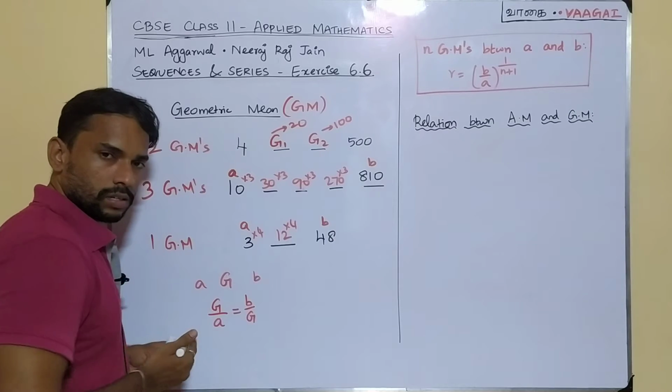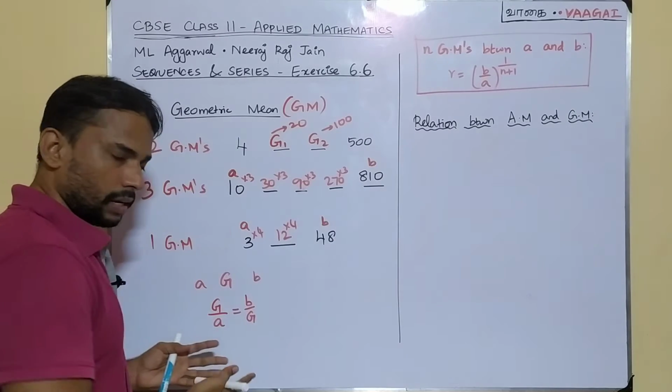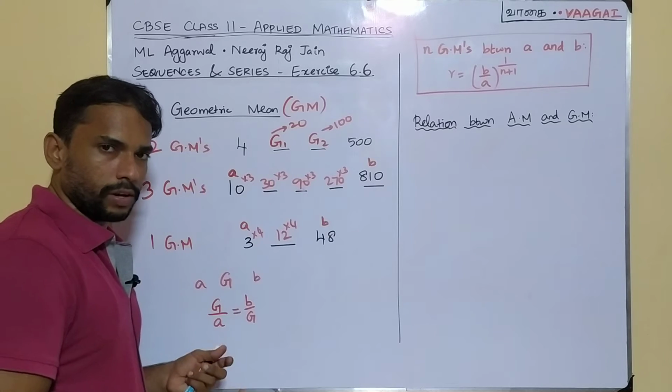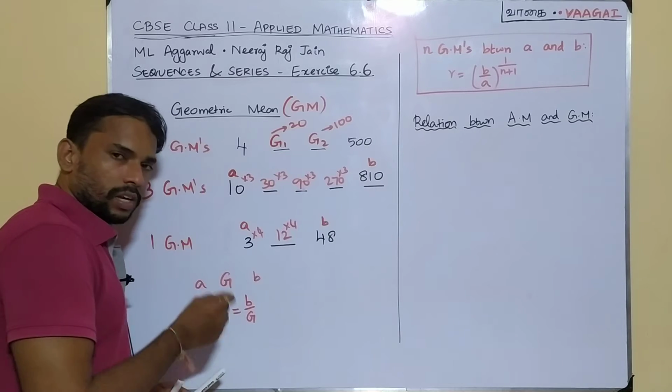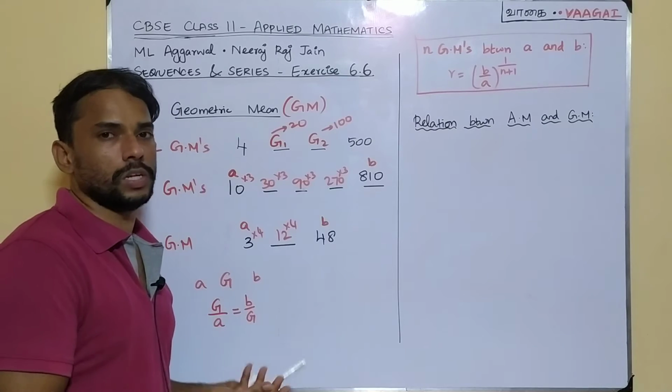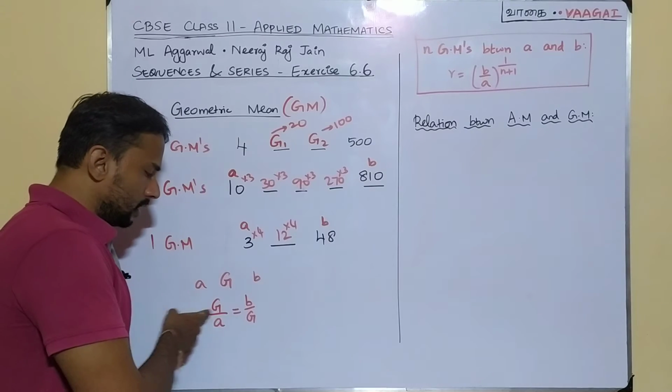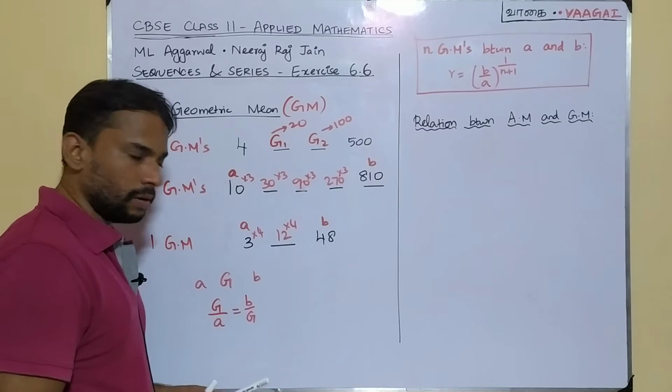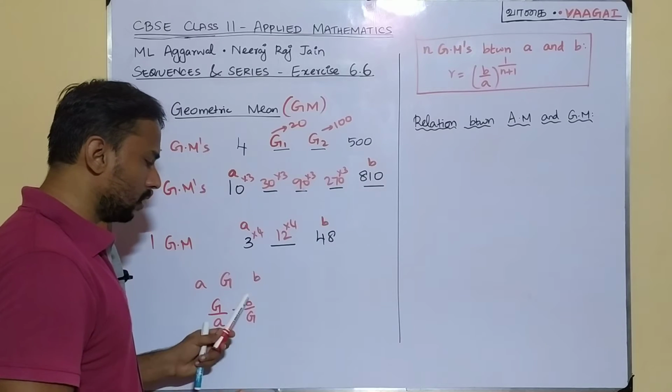You can accept this, right? Yes, this is acceptable. You can clearly accept this. Why? Because g by a also will give you the common ratio, b by g also will give you the common ratio of this GP only. So in that case, these two ratios are going to be same. So I will have a relation g by a equal to b by g.